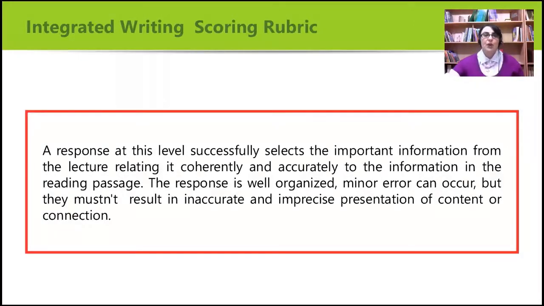Okay, so integrated writing scoring rubric. What the raters look for is the following. A response at this level successfully selects the important information from the lecture, relating it coherently and accurately. These are the prompt words, the words that must show the content of your essay. So the content of your essay must be coherent and accurate.